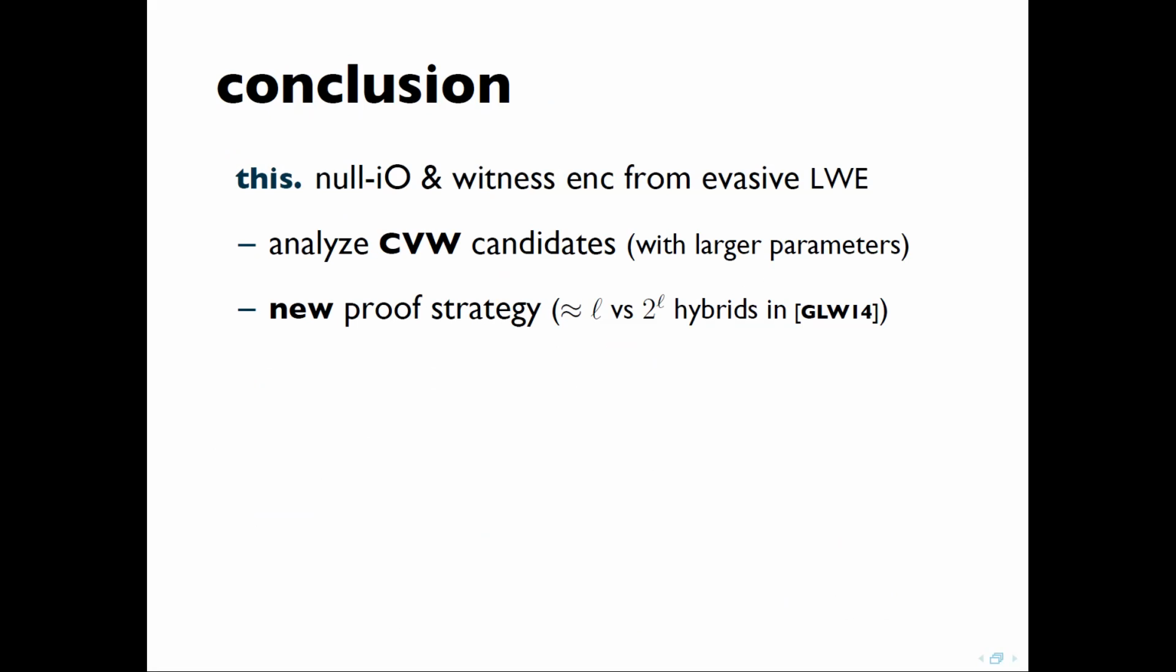Along the way, we introduced a new proof strategy for proving witness encryption and now IO security. This proof strategy is qualitatively different from, say, the previous work of Gentry, Lewko, and Waters for proving security of witness encryption from multilinear maps, where in this so-called positional paradigm, they require an exponential number of hybrids. Whereas in our proof, we only require a linear number of hybrids.